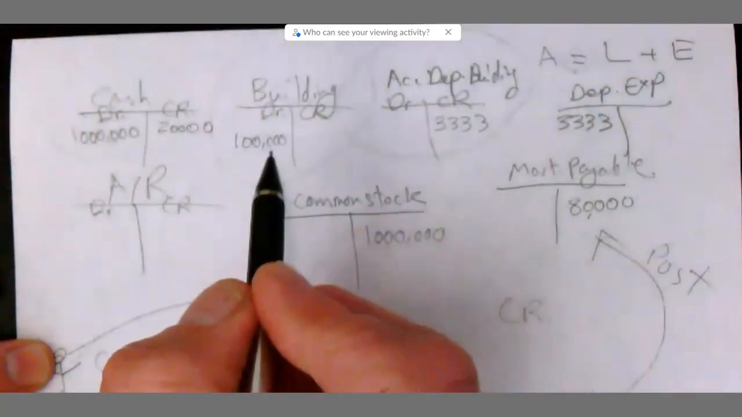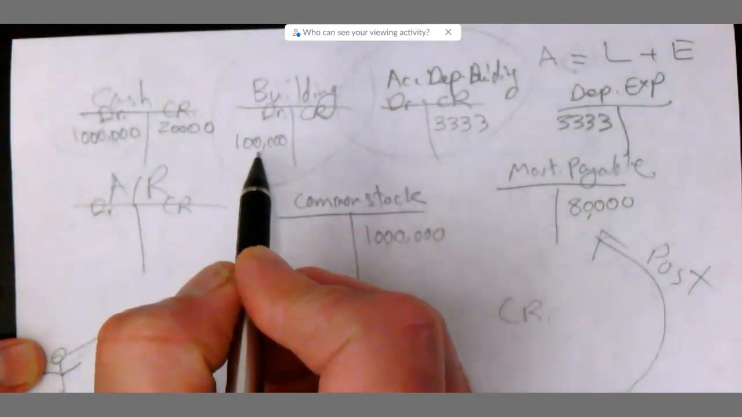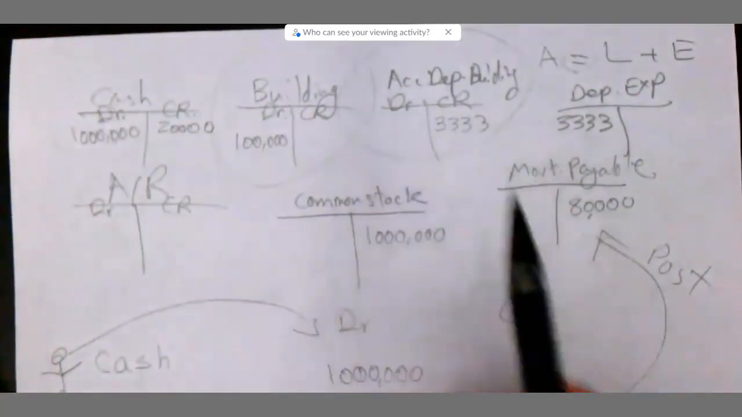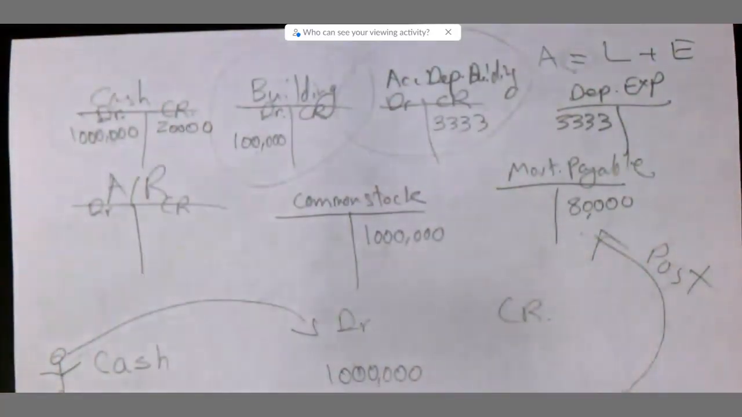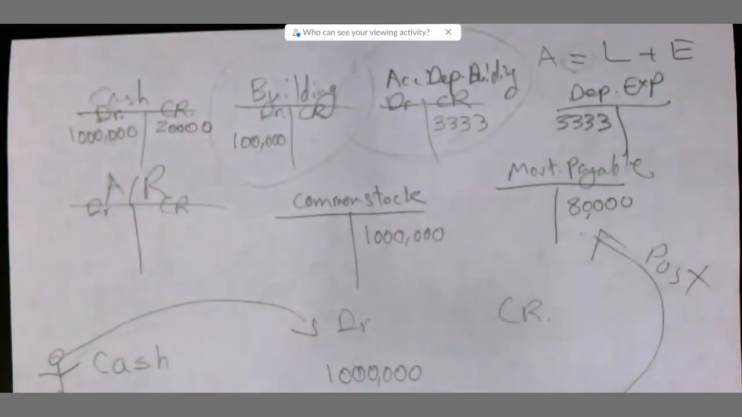How much building do I have right now? Net building is $100,000 technically, minus $3,333. The gardener is here. Let's take a break. You good?